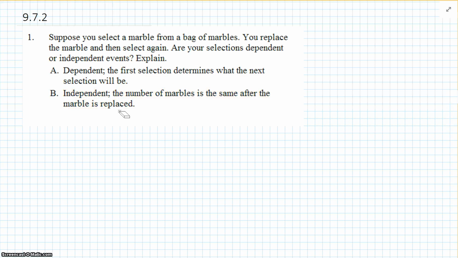So, suppose you select a marble from a bag of marbles. You replace the marble and then select it again. Are your selections dependent or independent? Well, you're drawing from the same bag, but since you replaced the marble you took out, the probability is going to be the same. So it's an independent event. The number of marbles is the same after the marble is replaced.